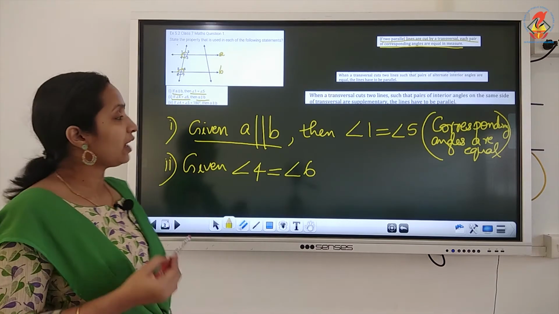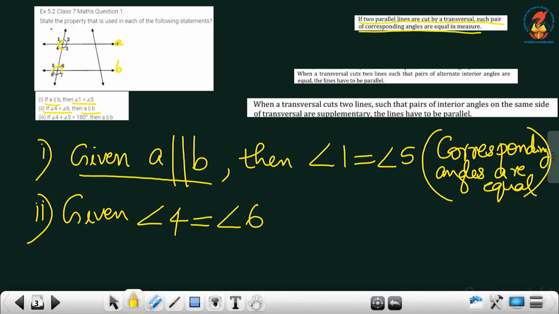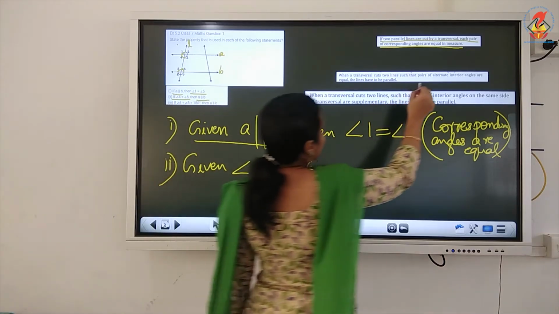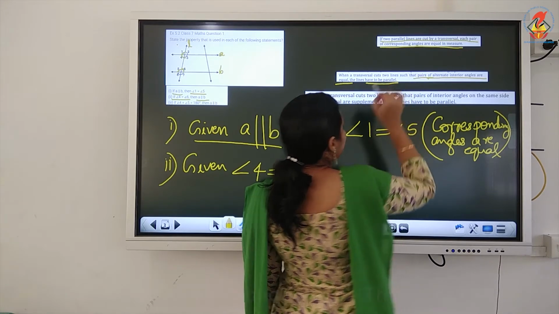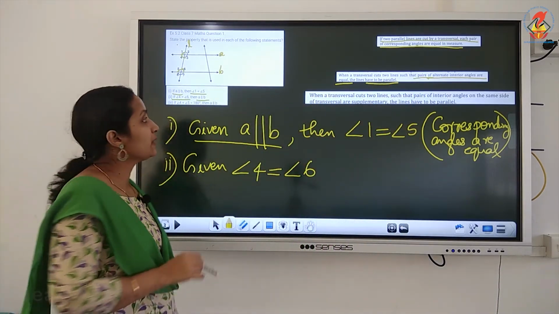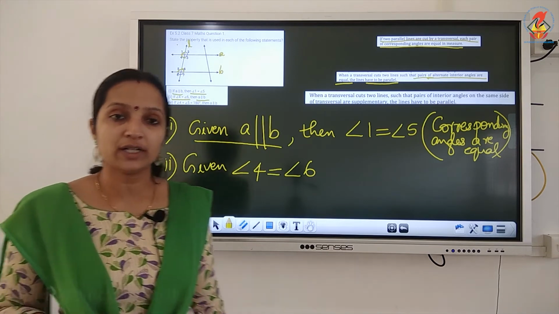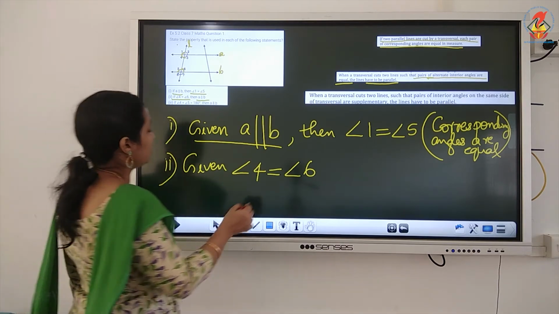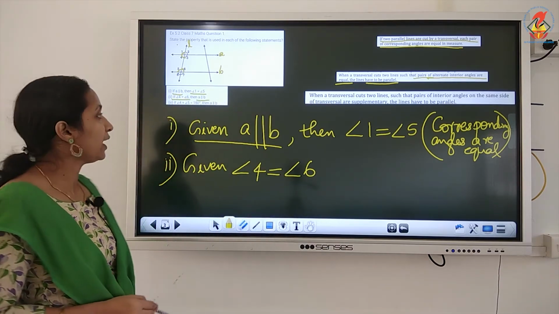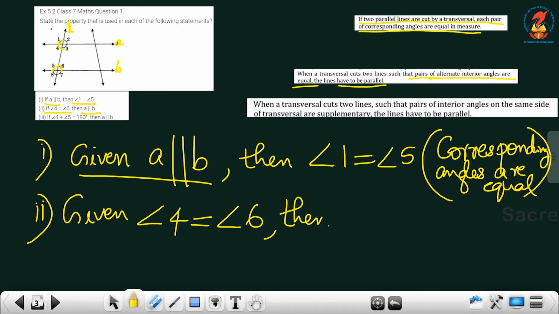We already learned that if a transversal cuts two lines, this is a transversal, we can name it L. L is a transversal of A and B. If a transversal cuts two lines and the pairs of alternate interior angles are equal, the lines are parallel. So, what you can write here: given that angle 4 is equal to angle 6, then we can say that A is parallel to B. What is the reason? Alternate interior angles are equal.